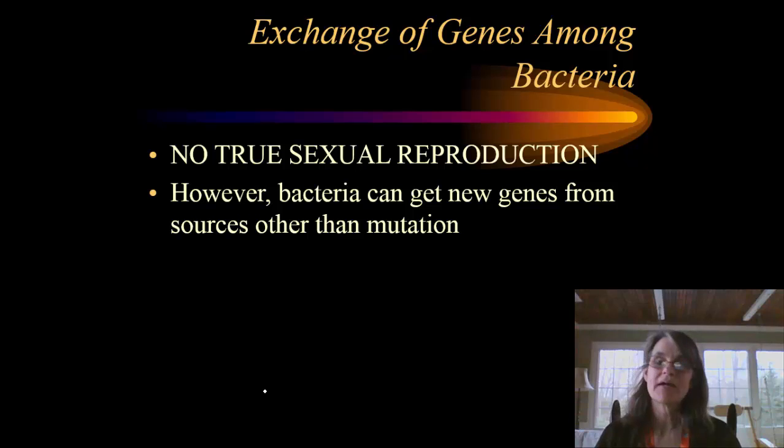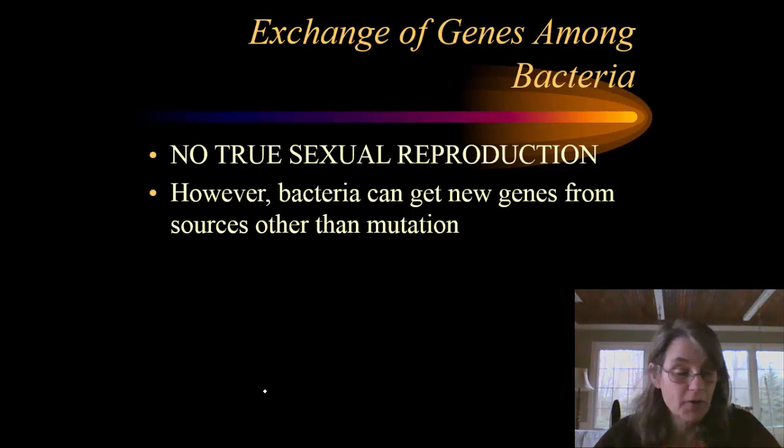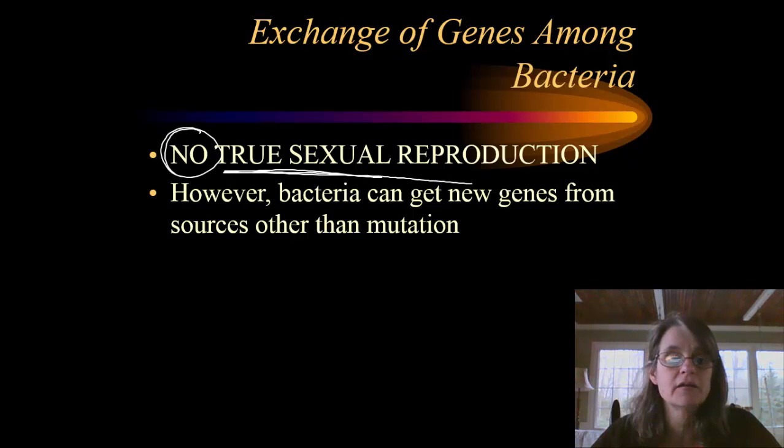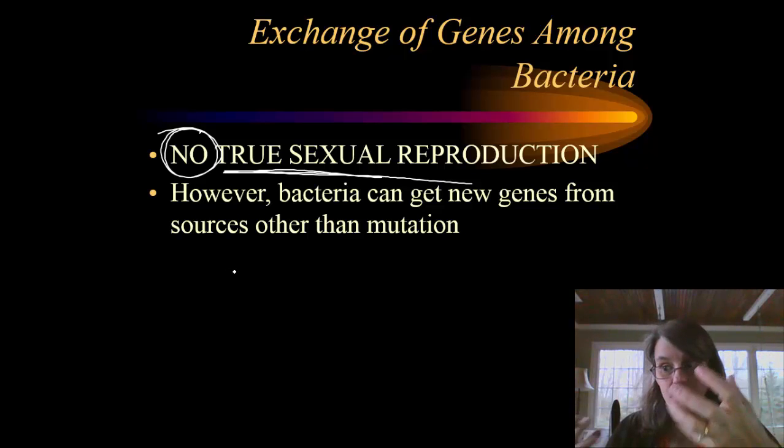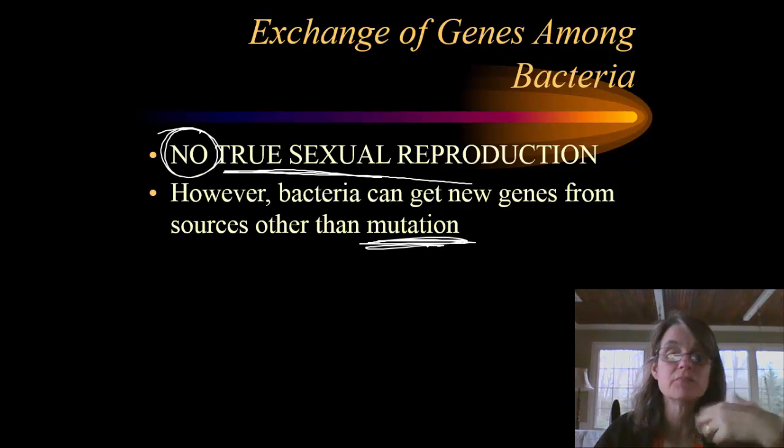So, since bacteria are asexual, there are no genders, there's no male and female bacteria, there's no sperm and egg production, so there is no true sexual reproduction, none, no sex. However, the point of sexual reproduction is creating variety, and as we've already mentioned, bacteria can create variety by means other than just mutating and getting new genes to pop up because of random mutations, okay? They can get new genes from other sources.